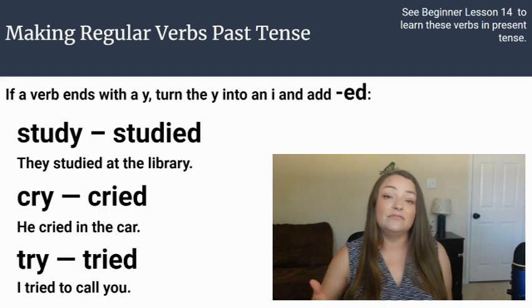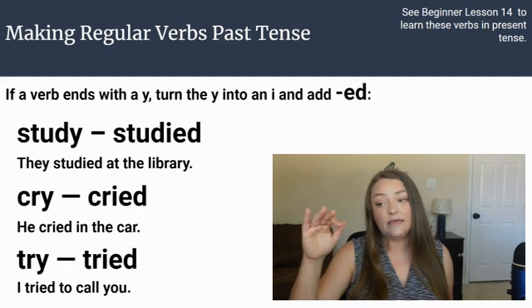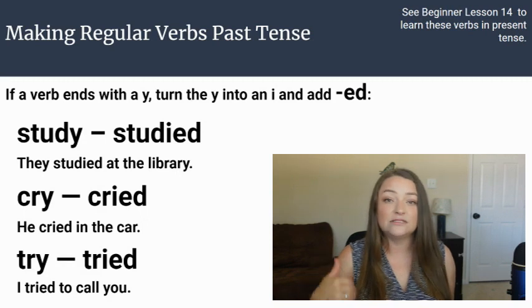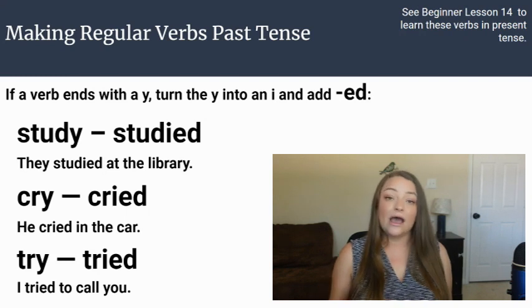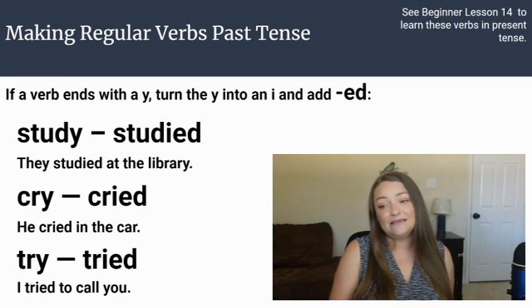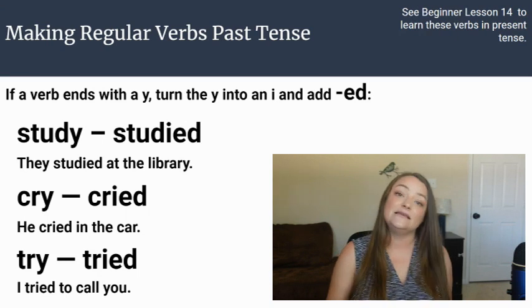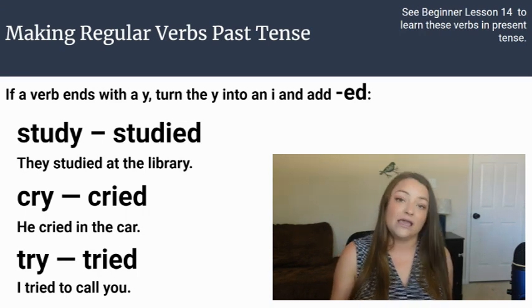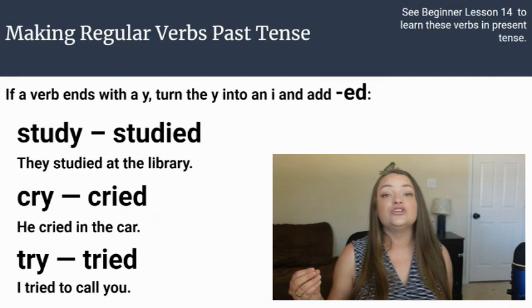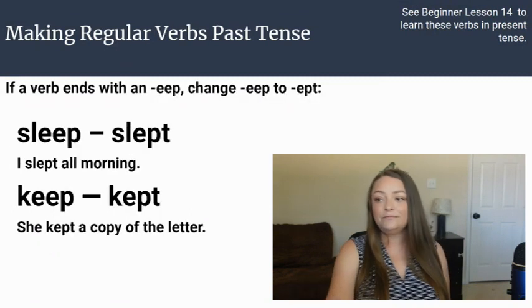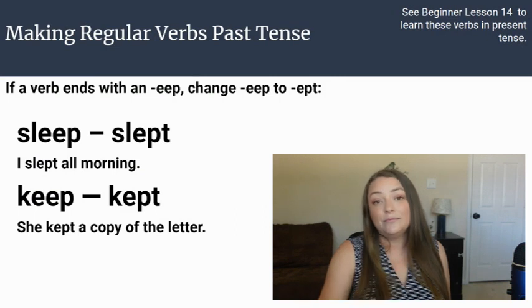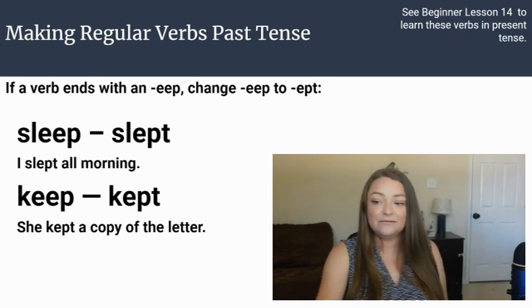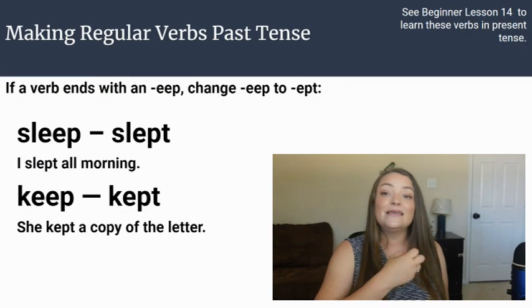And in the last lesson, lesson 3, if you haven't learned all of these, you can go back and study them there. I'm going through rather quickly. If a verb ends with a Y, you turn the Y to an I and add ed. So study becomes studied. Cry becomes cried. Try becomes tried. And if a verb ends with EEP, like sleep, you can change it to EPT. So sleep, slept. Keep, kept.